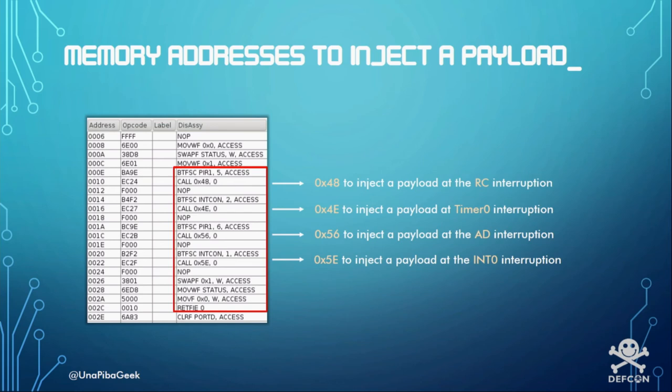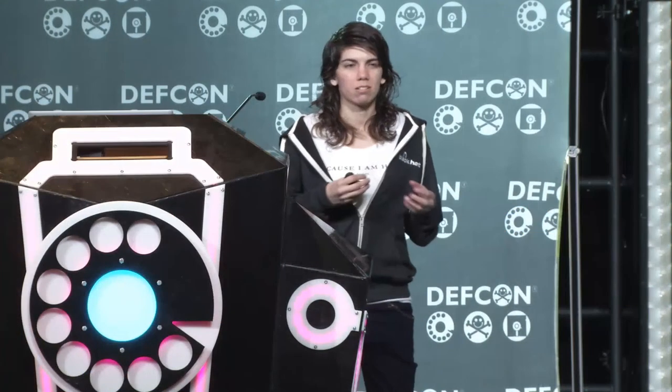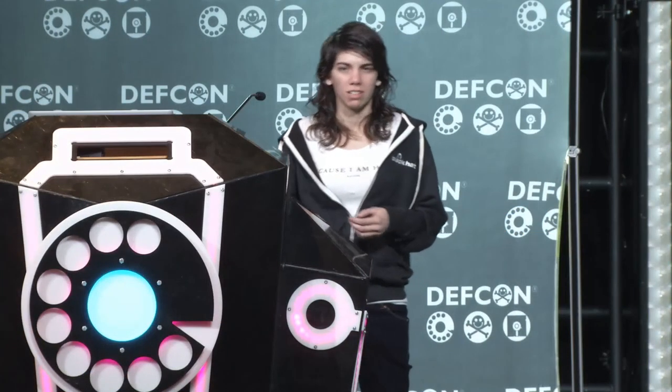In this case, it's located at the address 48. Or if we want to do something when the timer 0 triggers an interruption, we should inject at the address 4E, and so on. The idea is to be able to modify the original behavior of the target device when the microcontroller is using its different hardware peripherals.